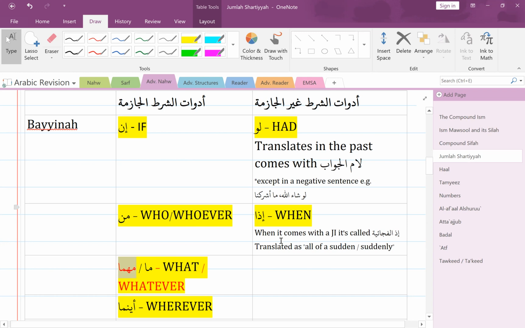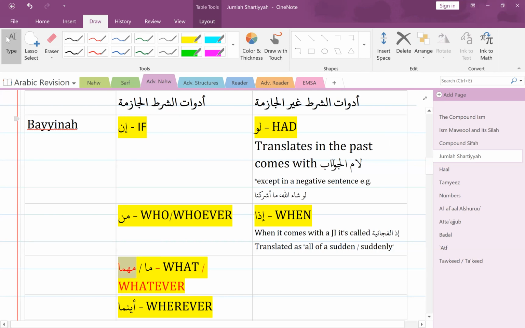From the ones that we did in Bayinnah, the one that does not make the fi'al majzoom is law. Law is ghayr jazima. It does not make majzoom. And of course, like I said, it translates in the past. All the others translate in the future. So you just have to remember that law translates in the past.